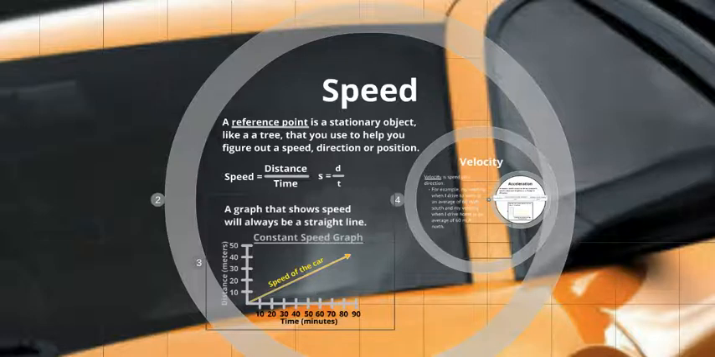Make sure that whenever you are calculating speed that you are attaching the units along with it. So whether that's centimeters over seconds, miles over hours, kilometers over calendar days, you want to make sure you have a unit of distance and a unit of time, and you're going to divide those things in order to get the speed. A really great tip when trying to calculate the speed with your labs is to use a reference point. That's a stationary object like a tree that you can use to help figure out the speed, direction, and or position.